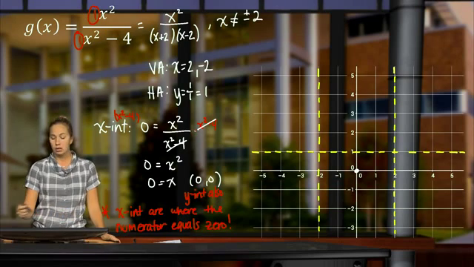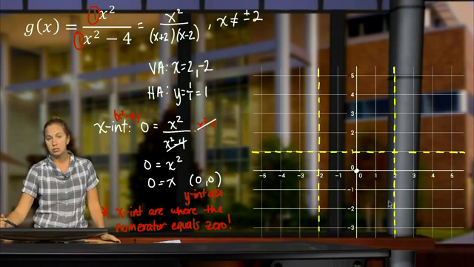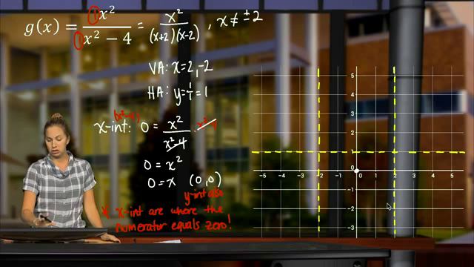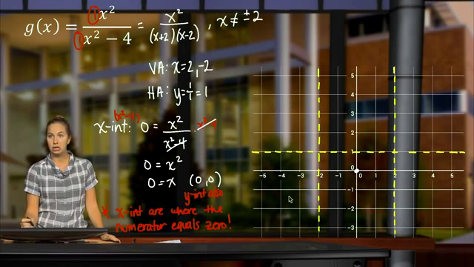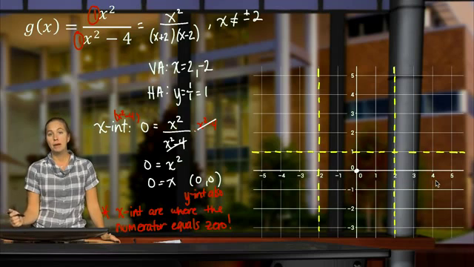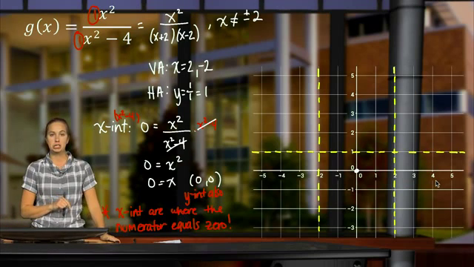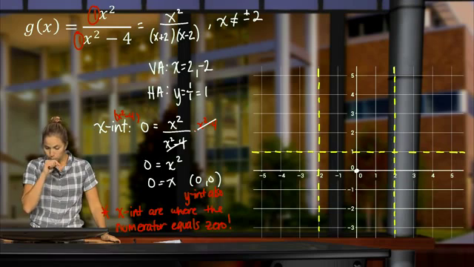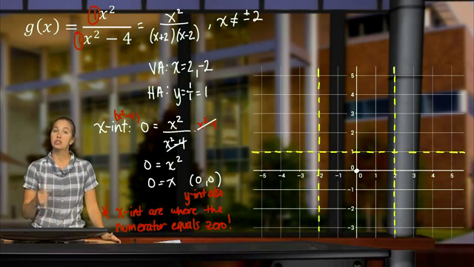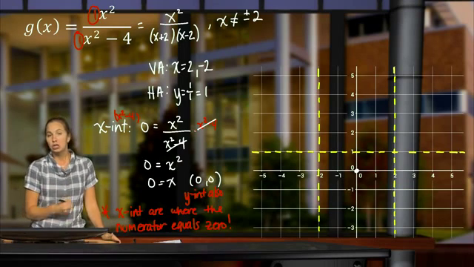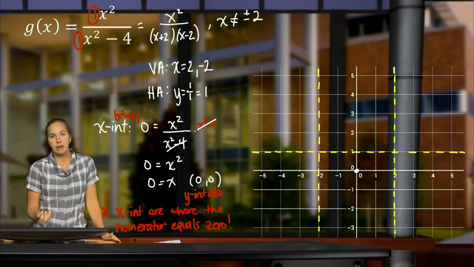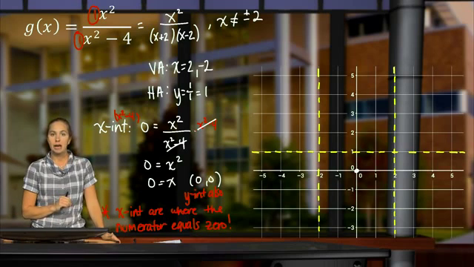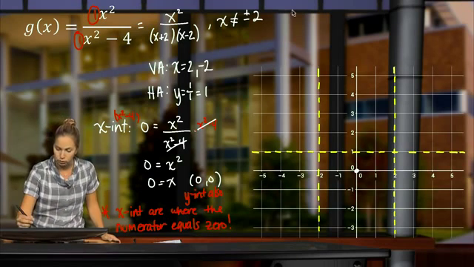If you look, my vertical asymptotes divide my graph into 3 sections. One right here, one in the middle, and then one on the right. So I'm going to end up with 3 separate branches for this graph. I need to make sure that I plot 2 points on every single branch. So now we can just start making a table of values, plugging in values for x, finding the y values, and plotting those points.